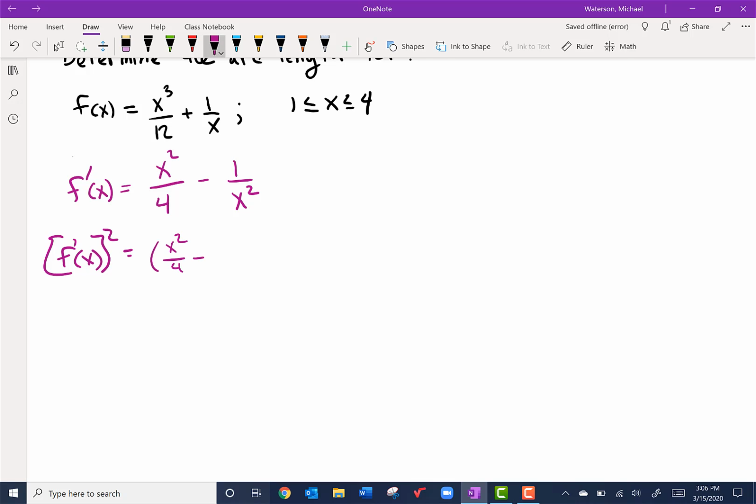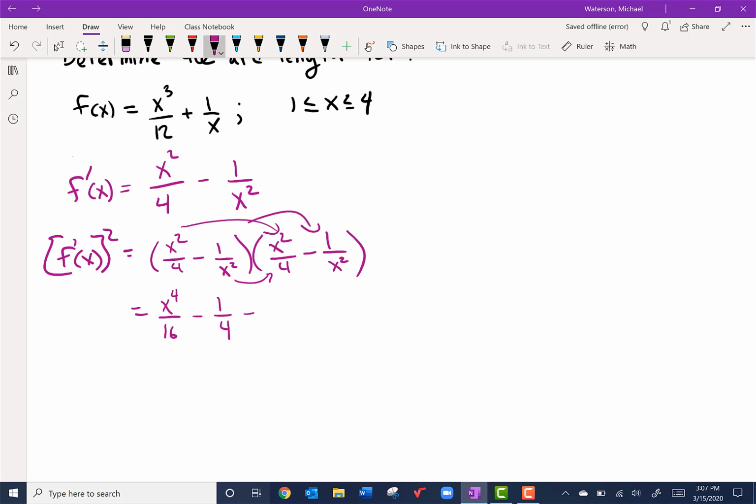x squared over 4 minus 1 over x squared, and let's write it twice because we're going to need to FOIL it. It'd be cool if we knew the perfect square formula, you could just write it down, but if you don't, we have to FOIL. x squared over 4 all squared is x to the 4th over 16. We take it to our next term, and our x squareds will cancel out, leaving us with a negative 1 fourth. We do our inner terms, and once again we have the same thing, leaving us with a negative 1 fourth. Lastly, we have negative 1 over x squared all squared, and that's positive 1 over x to the 4th.